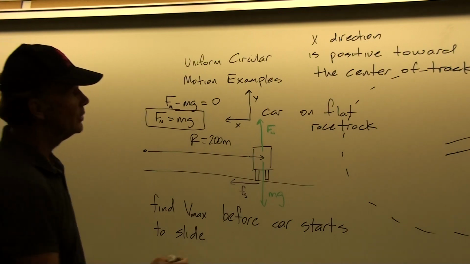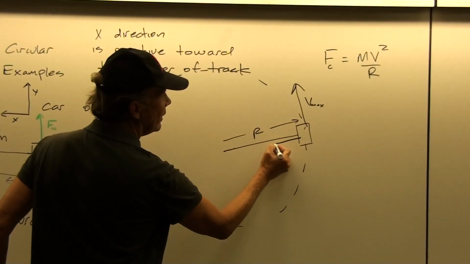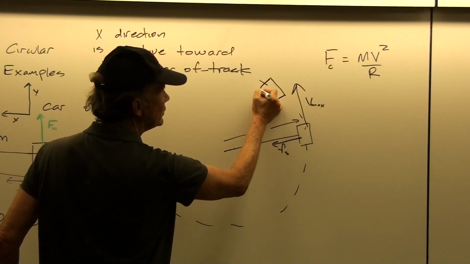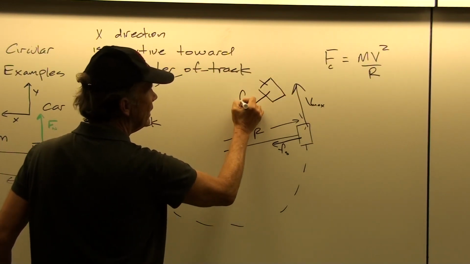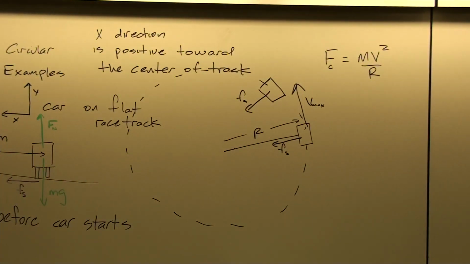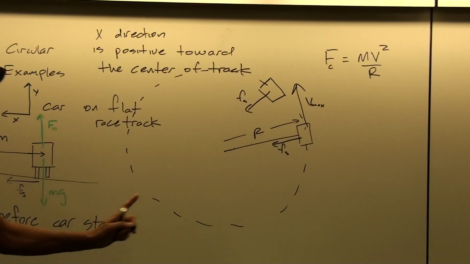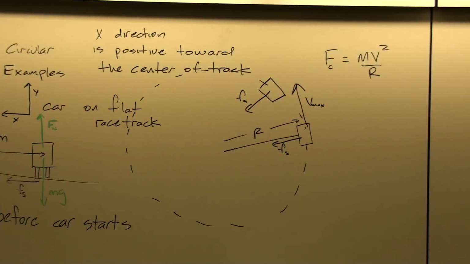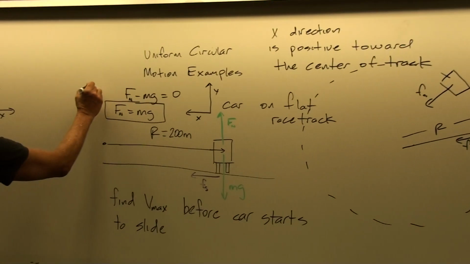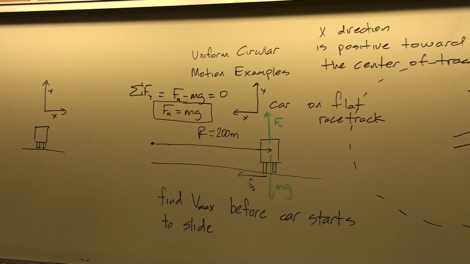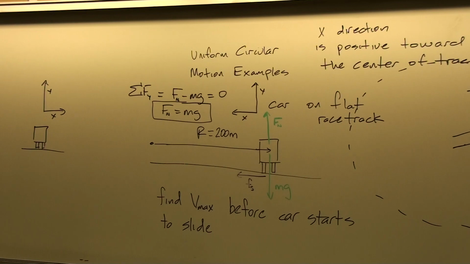The centripetal force of the static friction, as this thing goes around, plays the role of the tension in the string when we had a mass on a string. It's always pointed toward the center, and that's what deviates the car from its straight line, constant speed path. So this is our sum of the y equations: Fy is 0, and that gives us the normal force equals mg.